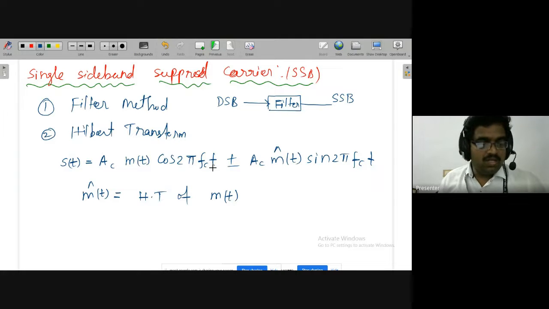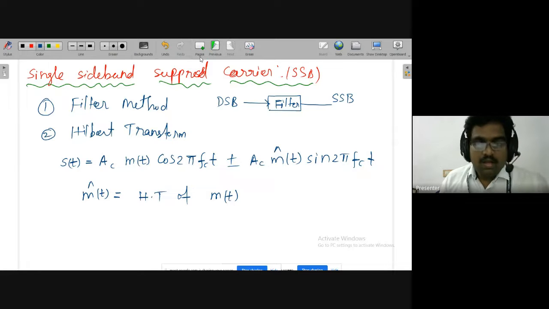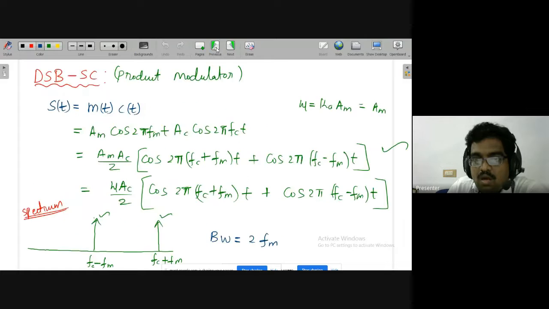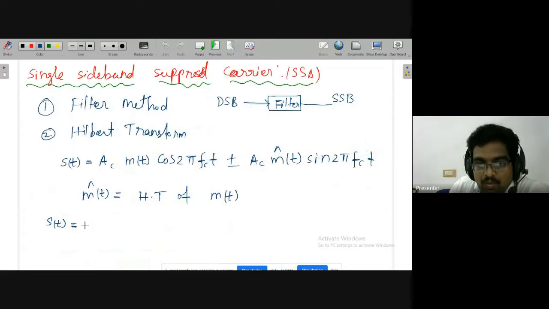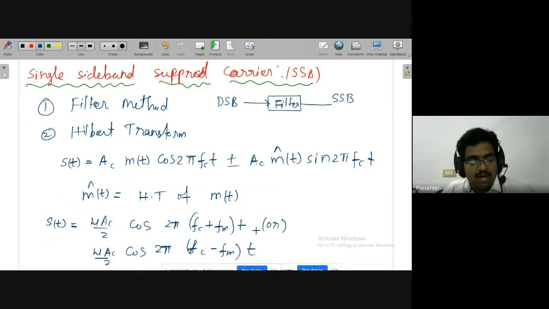Okay, so now we'll see the power formula for the single sideband signal. What is the equation of single sideband? S of t. In general, for S of t, we will have either upper sideband or lower sideband. In the previous case, we got mu Ac by 2. So mu Ac by 2 cos of 2 pi (fc plus fm) t, or otherwise mu Ac by 2 cos of 2 pi (fc minus fm) t. So at any point of time, you will get either upper sideband or lower sideband.